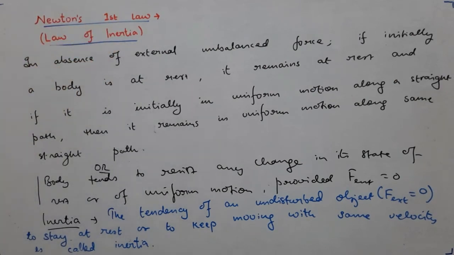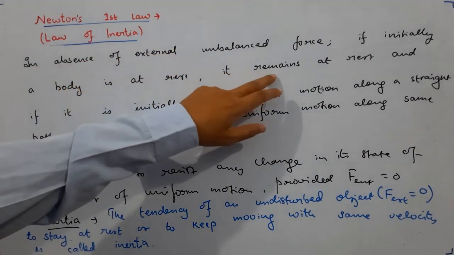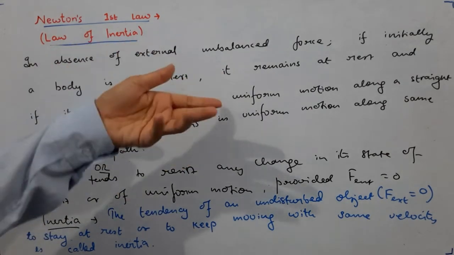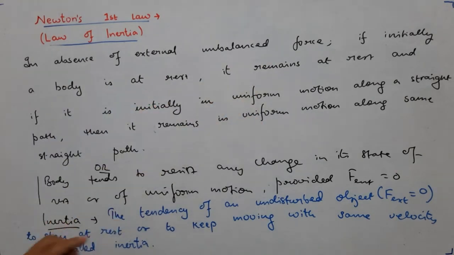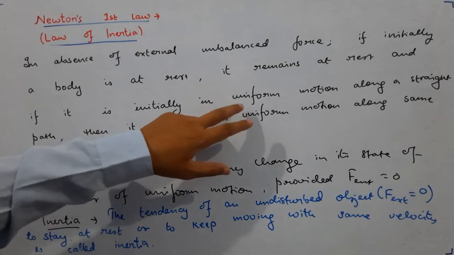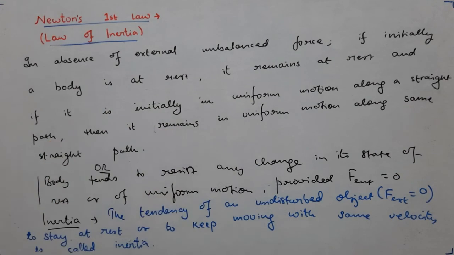So let me summarize. First law of motion says, in absence of external force, if a body is at rest, then it has an inertia. Inertia means it has a tendency to oppose any change in its state of rest. That means inertia of rest. And second part, if it is in uniform motion, it wants to remain in uniform motion. That means it has an inertia for motion. What is inertia? Inertia is the tendency of a body to remain in its initial state of rest or motion provided external force is 0. So this is the summary for Newton's first law of motion.